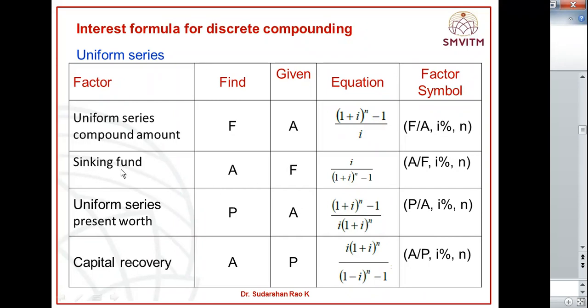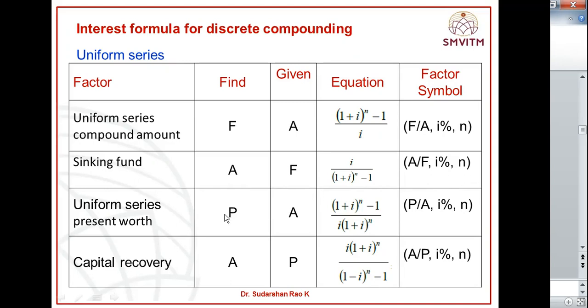The second one is the sinking fund factor, to find the value of A for the given future value F. That is A equals F into i divided by (1 plus i)^n minus 1. The factor symbol is A/F, i percent, n.